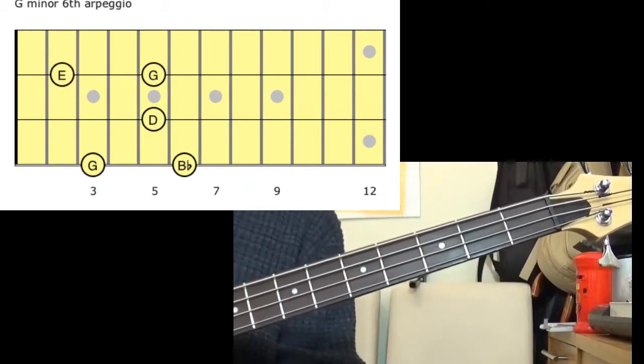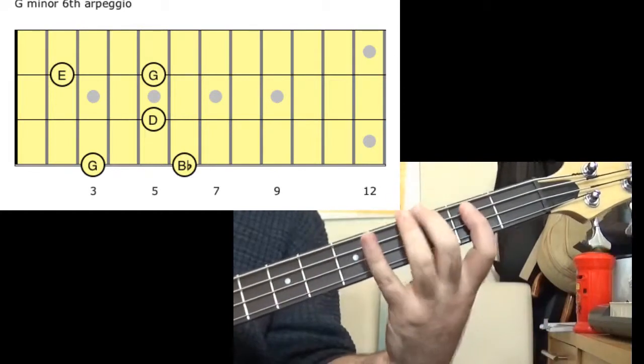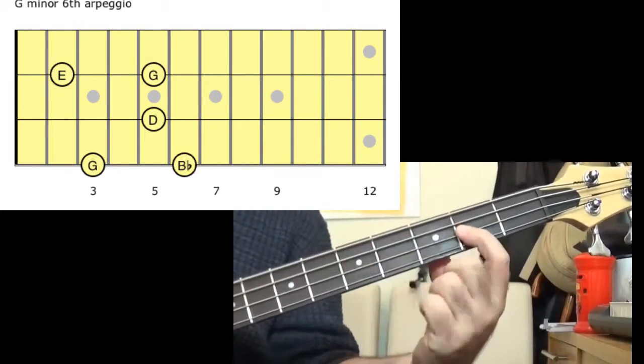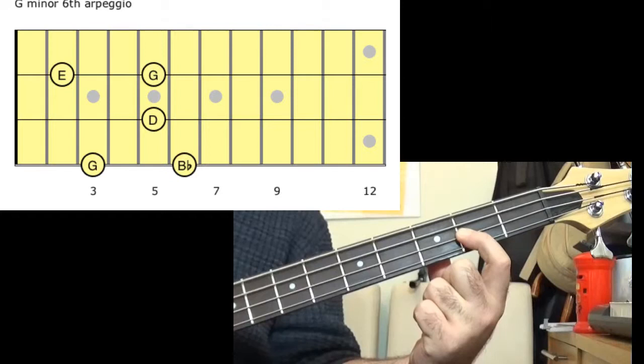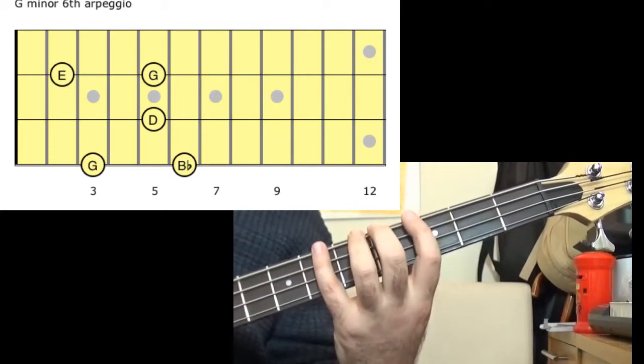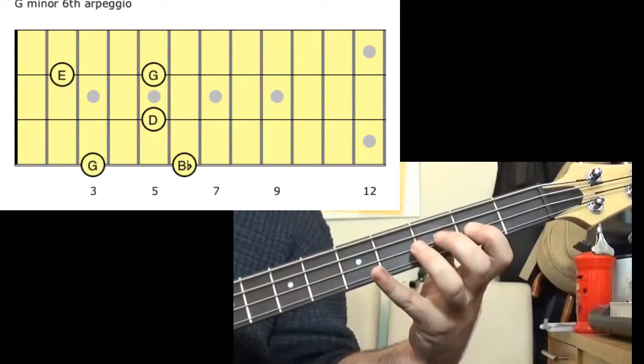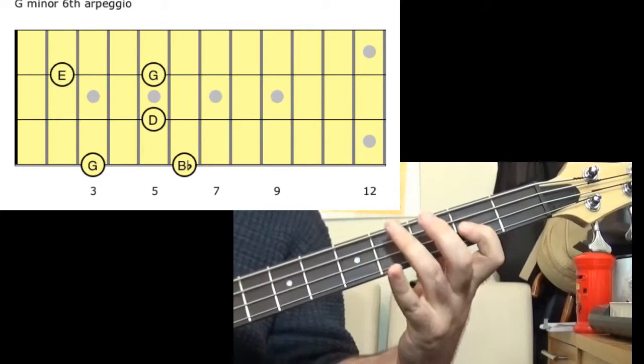Now to make it minor 6, we already know what the 6th degree of the scale is, but just to recap, there it is, it's my E note. If I add that to my arpeggio, I now have a minor 6, so it's root, flattened 3rd, 5th, 6th, octave.